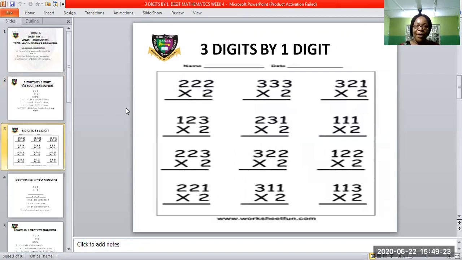Other examples, by way of 222 times 2. What must you do? You must multiply 2 times 2 from the far right hand corner, which is the unit section. We start 2 times 2, 2 times 2 again, and 2 times 2 again. That will give you 444. If you care to go down a bit, 231 times 2. What do we have? 2 times 1 is 2, 2 times 3 is 6, and 2 times 2 is 4. You will have 462 as your answer.